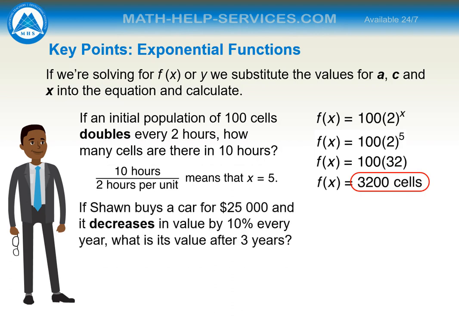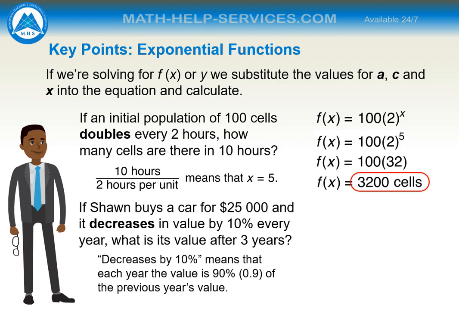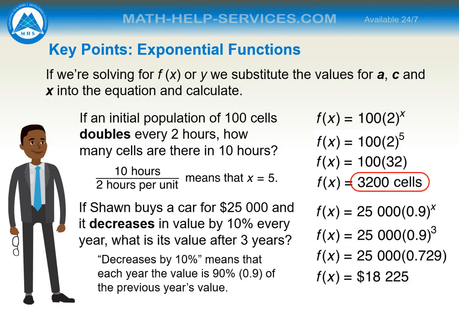Now, if Sean buys a car for $25,000 and it decreases in value by 10% every year, what is its value after 3 years? Well, decreases by 10% means that each year the value is 90% or 9/10 of the previous year's value. This is also 1 minus 10% or 1 minus 1/10. This is the function that it would look like. Substituting 3 for x, we simplify. Following order of operations, we see that f of x is 18,225. So that's what the car would be worth after 3 years.